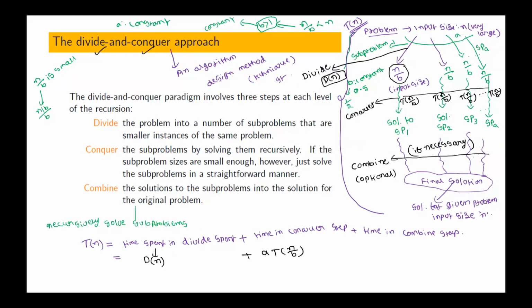Any doubt at this point? No, sir. Okay. What is the amount of work we do in the combine step? Do we know that? We don't know. But we know that the input size is n, so let us call it C of n. Now let f of n equal D of n plus C of n. The amount of work we are doing in the divide step as well as the combine step, we call it f of n.